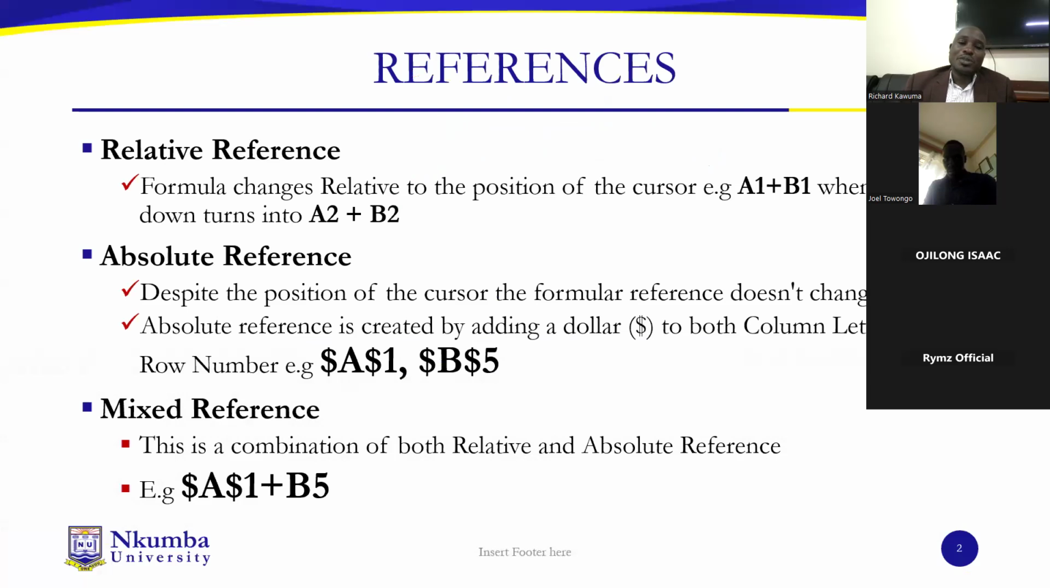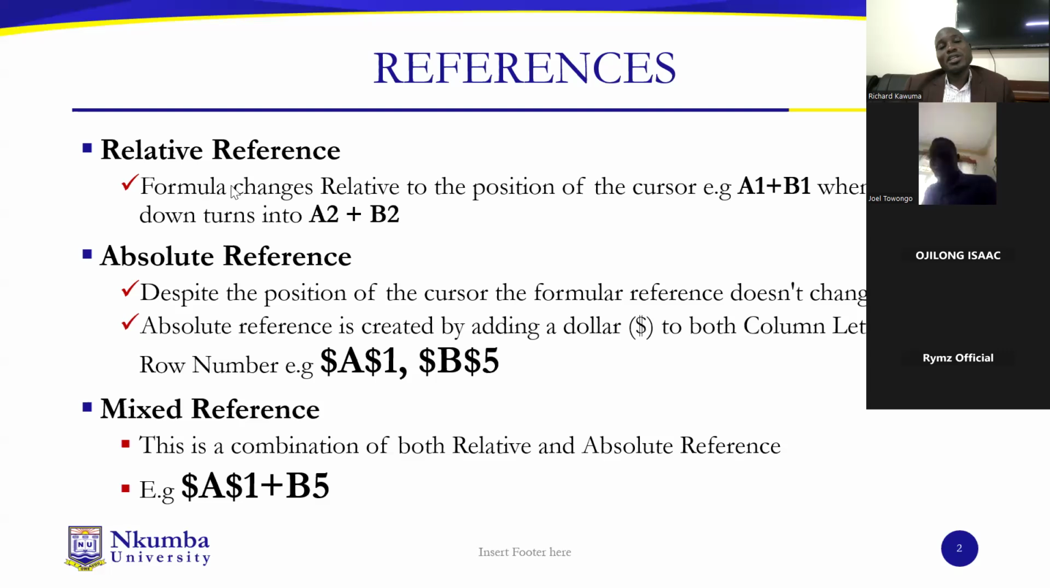So as we start the formulas, we have three categories of formulas which we are going to create. The first category is referred to as relative reference. The second category is referred to as absolute reference. And the third category is referred to as mixed reference. So we are going to see what these references are.